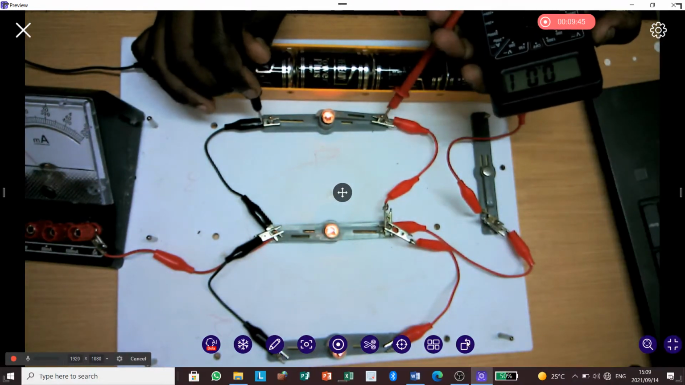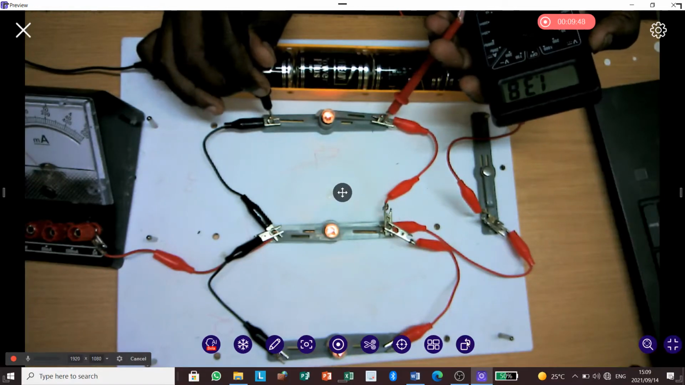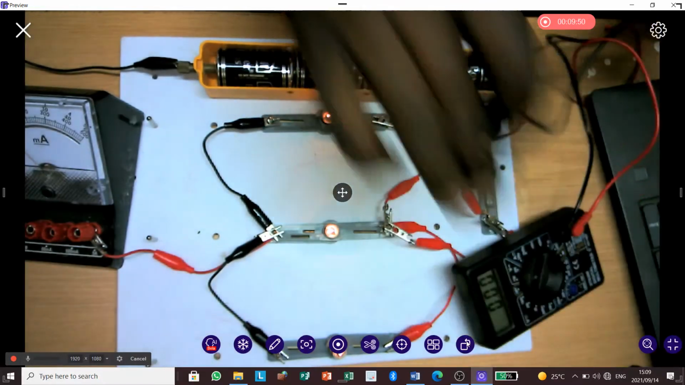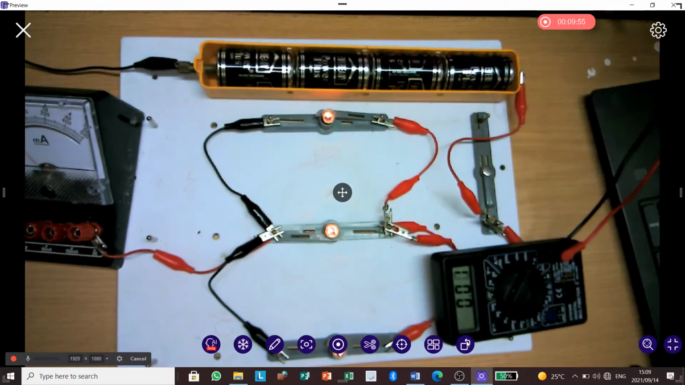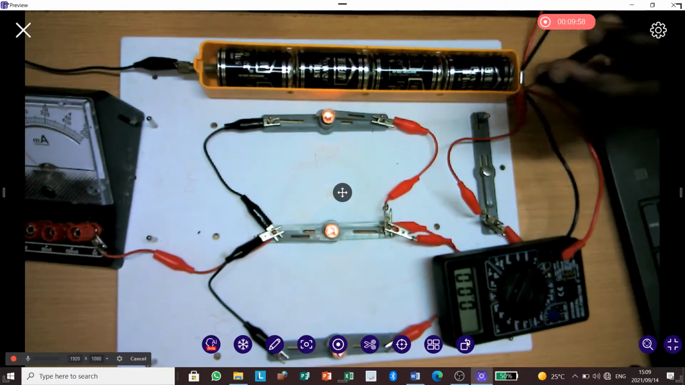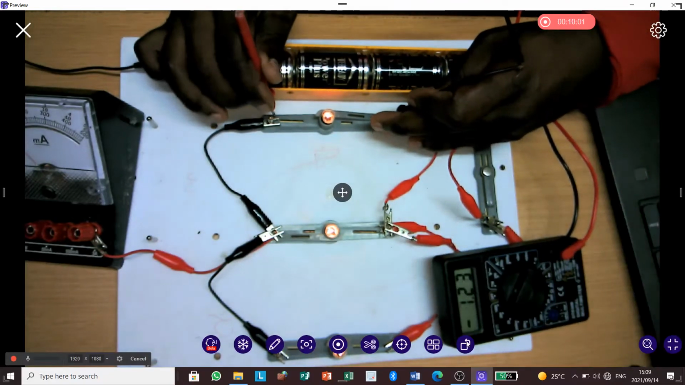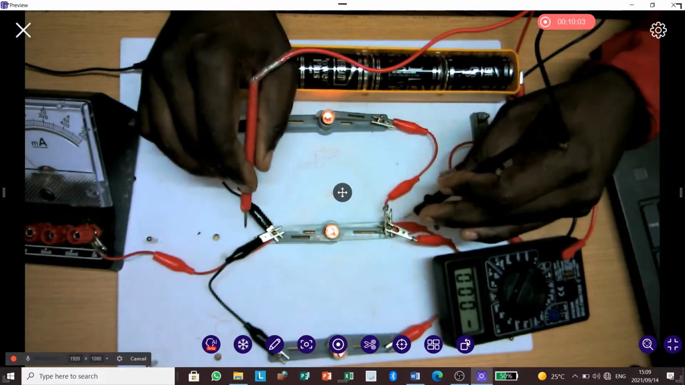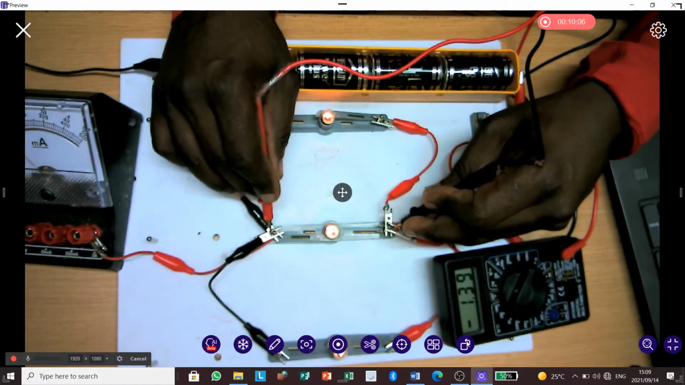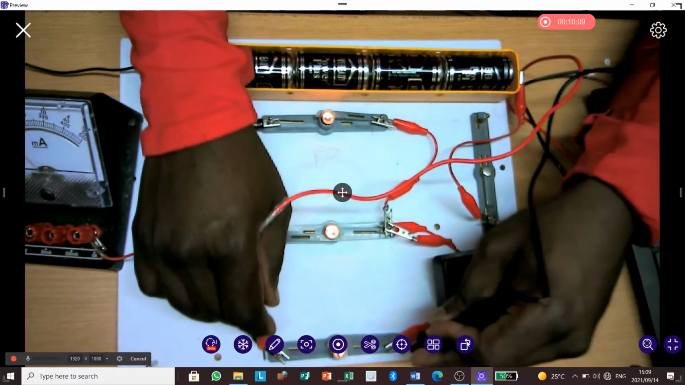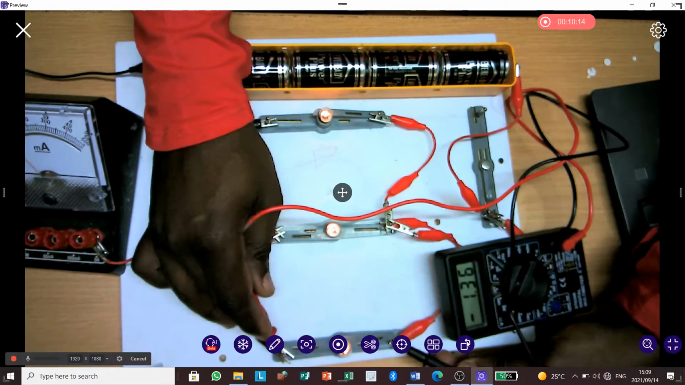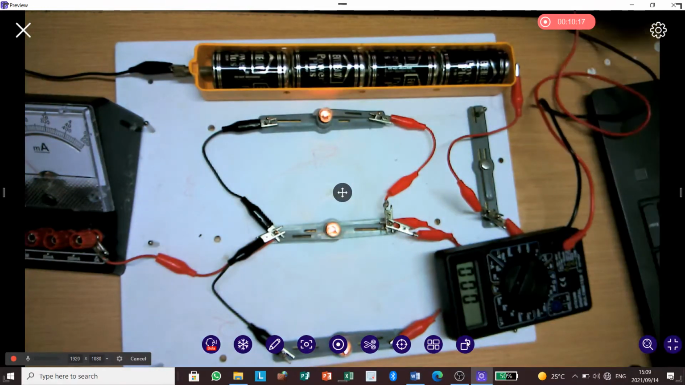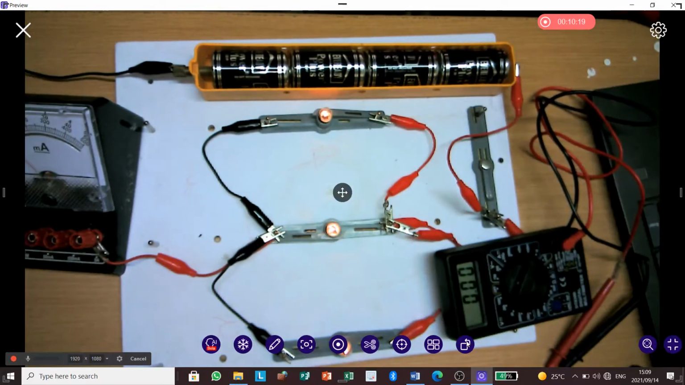So let's have a look. Voltage on bulb number 1: 1.37. Voltage on bulb number 1: 1.36. Bulb number 2: 1.40. Bulb number 3: 1.36. So it is almost the same voltage that we see there.